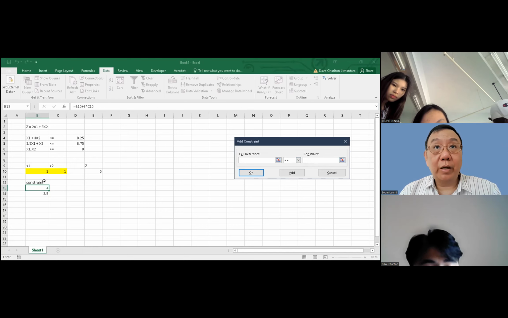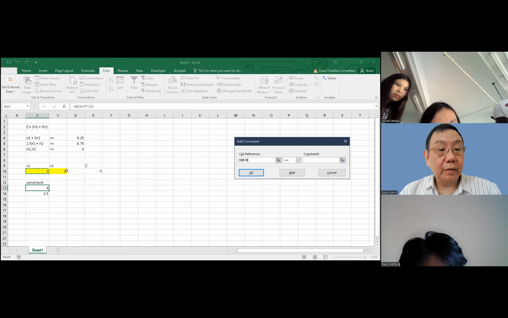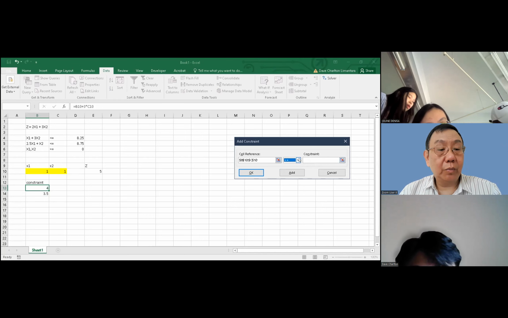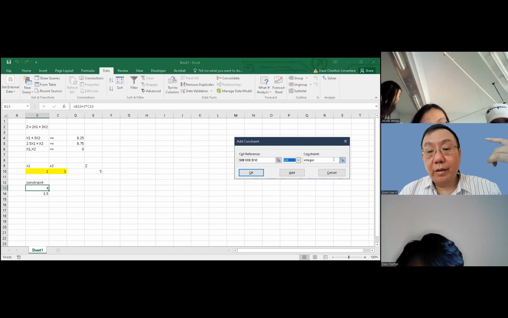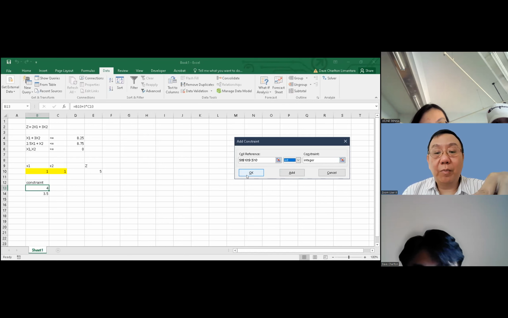Your cells X1, X2, B10 and C10, both of them, must be integer. Integer. Okay, now click OK.